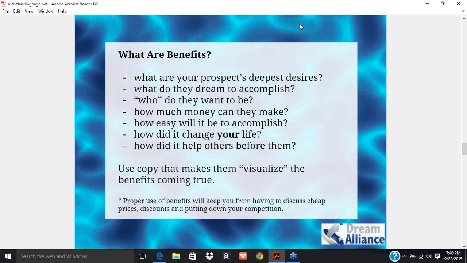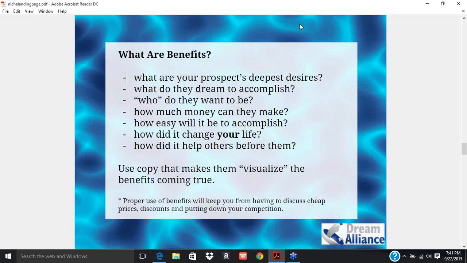How much money can they make? That's always good. How easy will it be to accomplish? This is what we were talking about when Richard brought it up. You don't want to make it seem too difficult. You want to tell them how easy it's actually going to be, because nobody really wants to have to learn or work or go back to school or spend a lot of time studying or anything else that's going to take them away from their family time. If they can accomplish all this in a very minimal amount of time, then that's a huge selling factor.